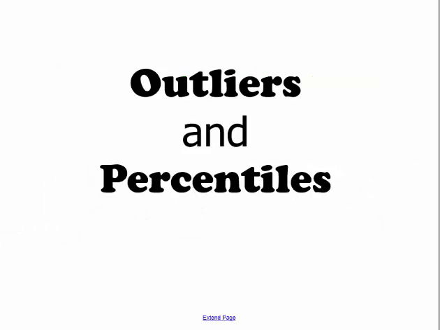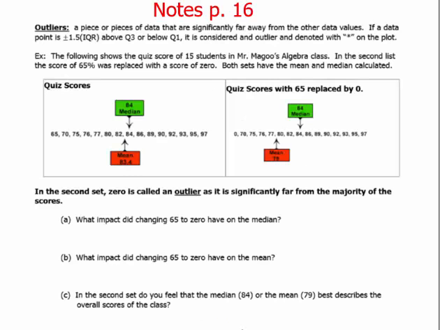This video is going to take a look at outliers and percentiles. Let's start on your notes, page 16, and look at an outlier. This is something we've talked about in the past, and also you hear this term all the time. So what technically is an outlier? Well, an outlier is a piece or pieces of data that are significantly far away from the other data values. And the technical calculation for an outlier is that it is 1.5 times the IQR above or below the quartiles.